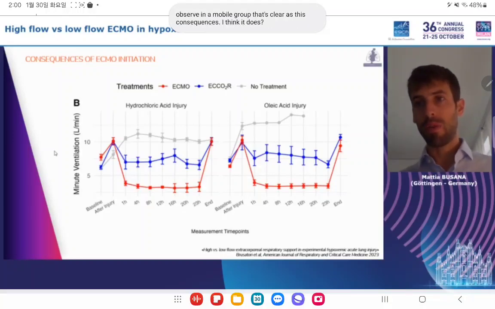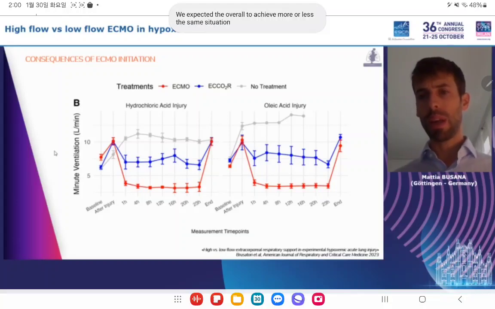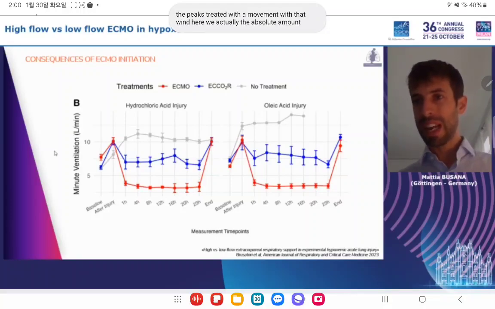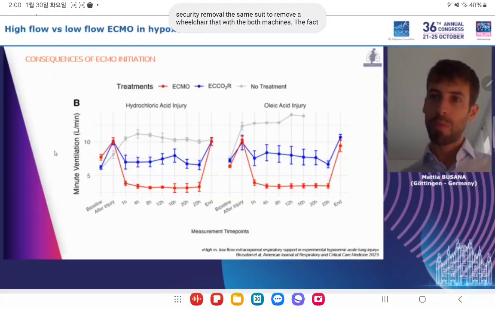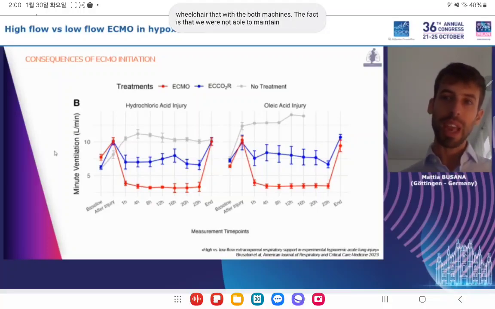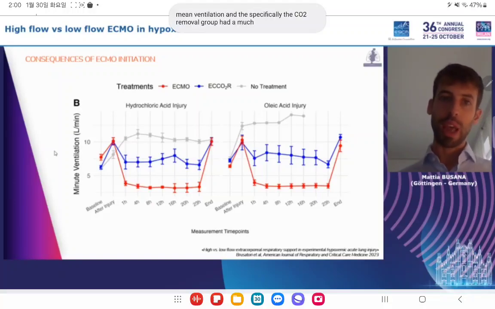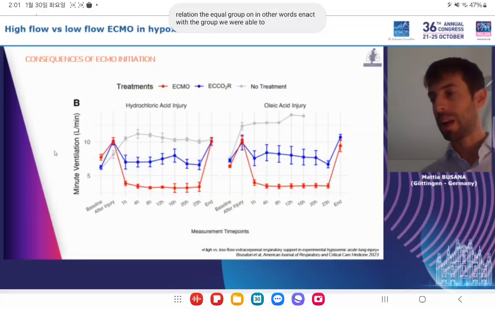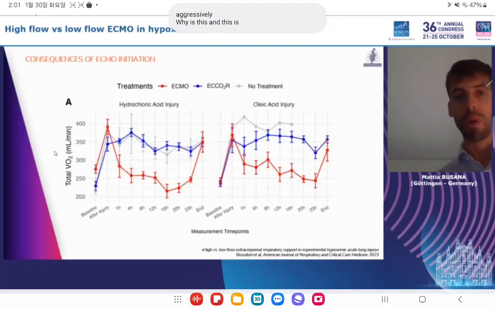We expected overall to achieve more or less the same CO2 removal with our setup between the pigs treated with CO2 removal and with ECMO. Indeed, we achieved the same absolute amount of CO2 removal with both machines. The fact is that we were not able to maintain the same minute ventilation, and specifically the CO2 removal group had a much higher minute ventilation than the ECMO group. In other words, with the ECMO group, we were able to reduce the invasiveness of mechanical ventilation much more aggressively.